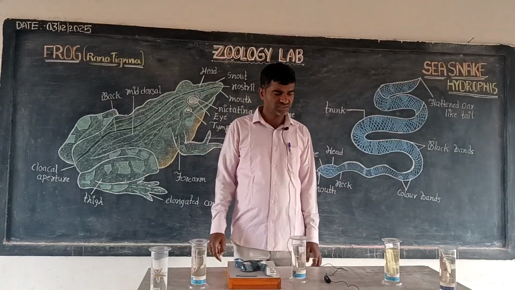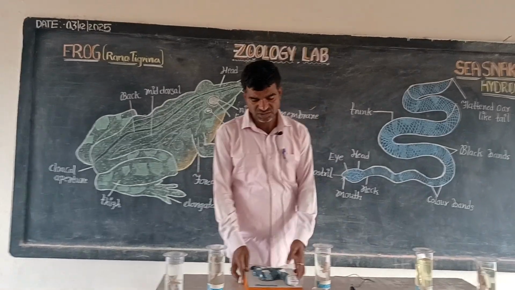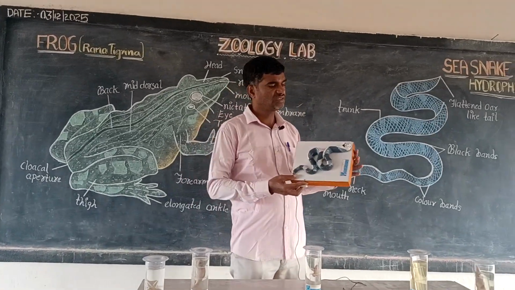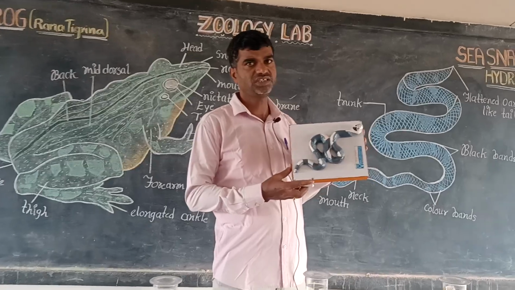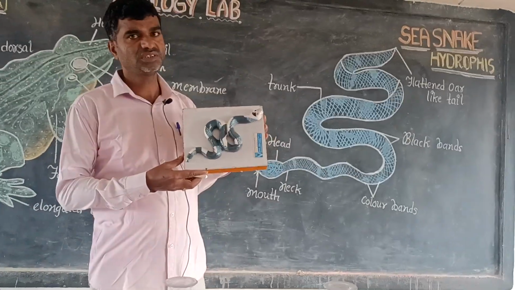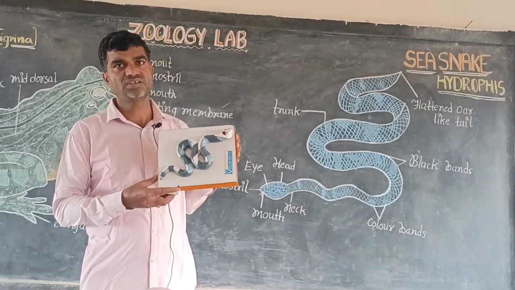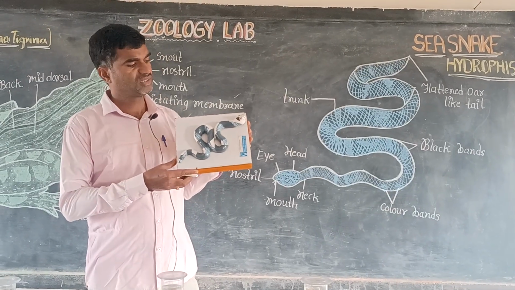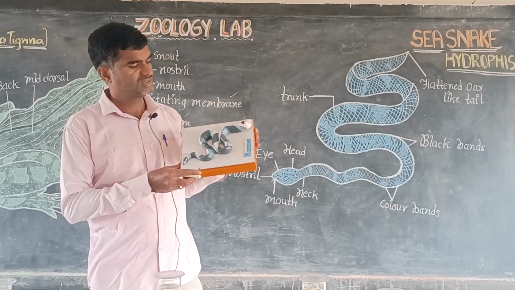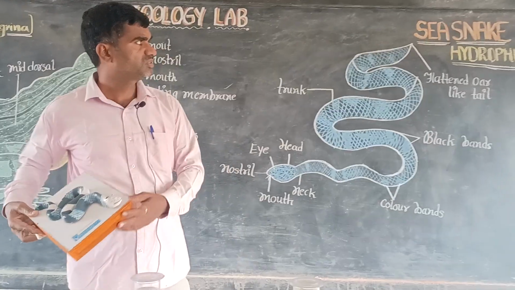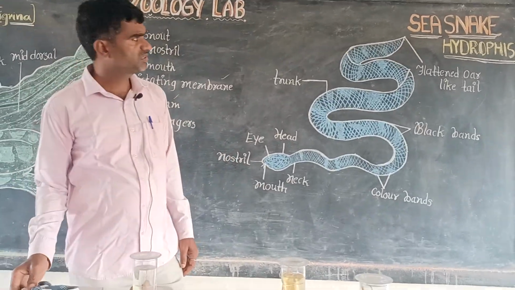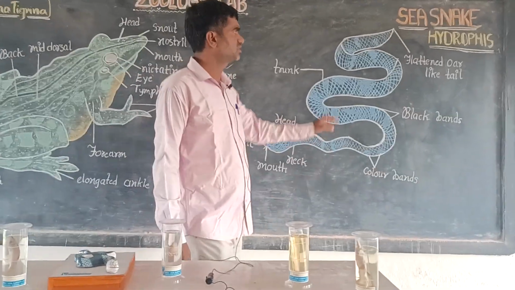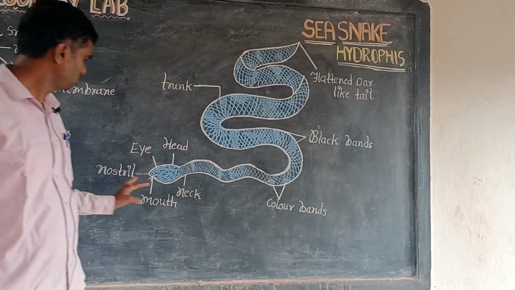So next specimen, sea snake. This is the model sea snake. We are using a model because we are not disturbing the ecosystem. That's why it is very important. What are the characteristic features of sea snakes? These all are the parts of sea snakes.